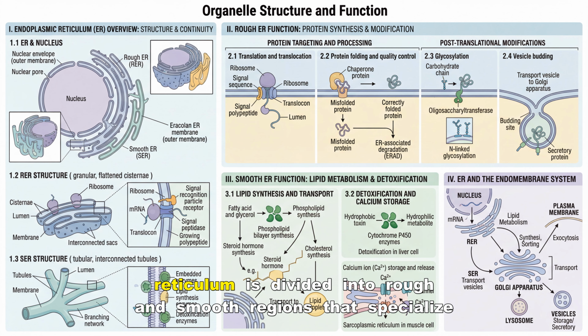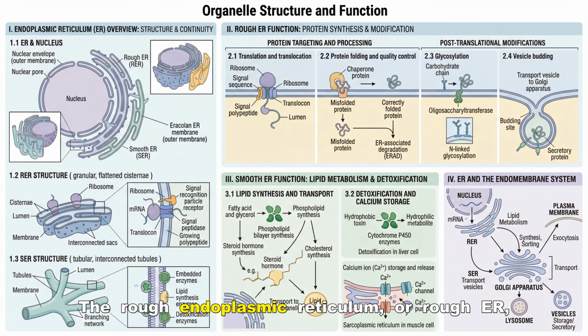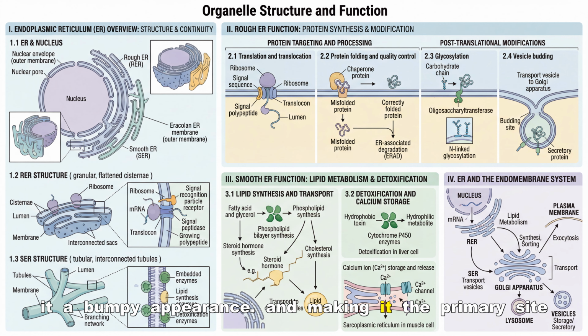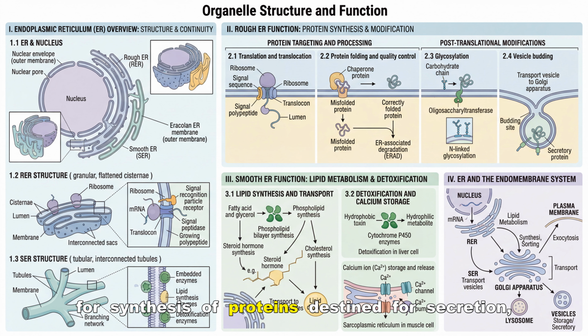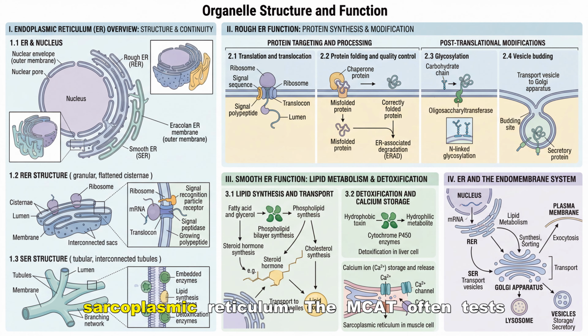The endoplasmic reticulum is divided into rough and smooth regions that specialize in protein synthesis and lipid metabolism, respectively. The rough endoplasmic reticulum, or rough ER, is studded with ribosomes on its surface, giving it a bumpy appearance and making it the primary site for synthesis of proteins destined for secretion, membranes, or lysosomes. In contrast, the smooth endoplasmic reticulum lacks ribosomes and is involved in lipid synthesis, phospholipid production, detoxification, and calcium storage, especially in muscle cells where it's called the sarcoplasmic reticulum.